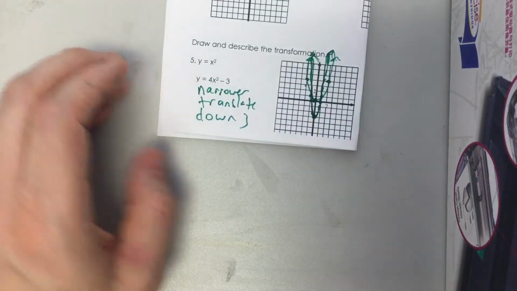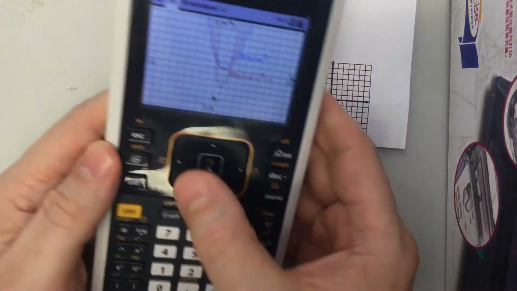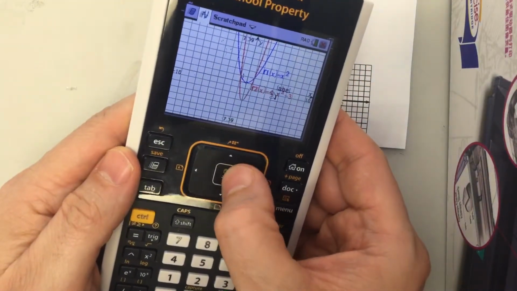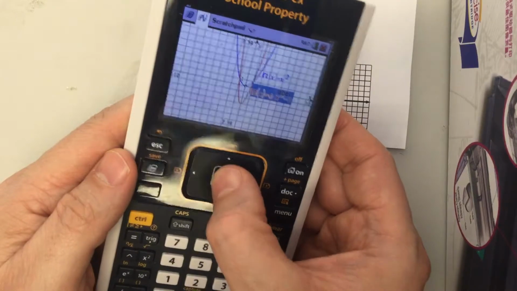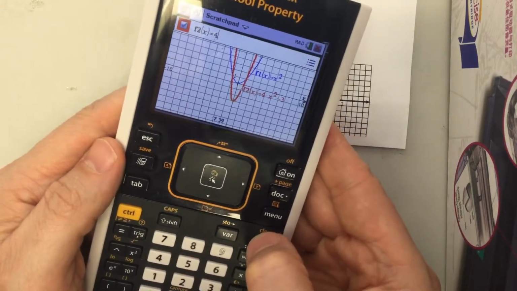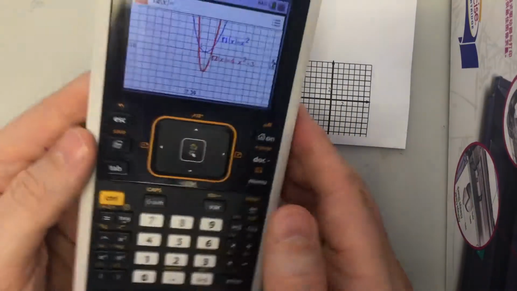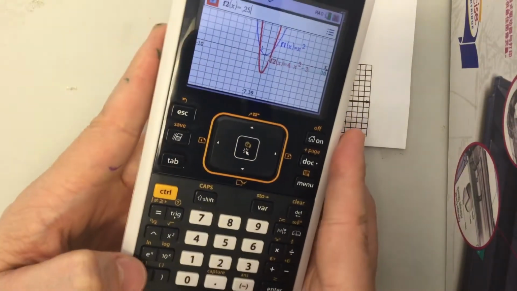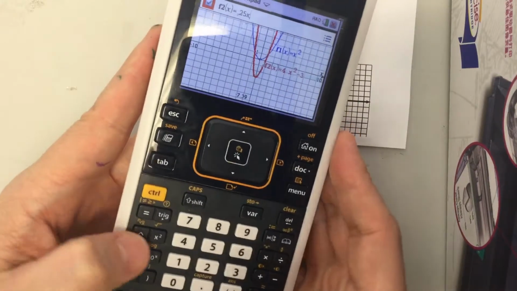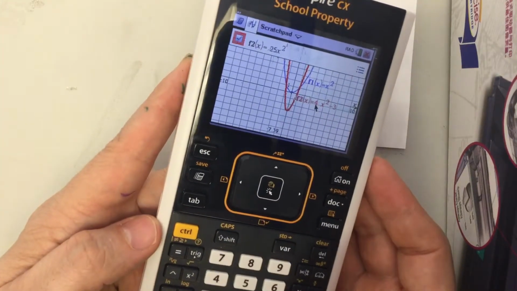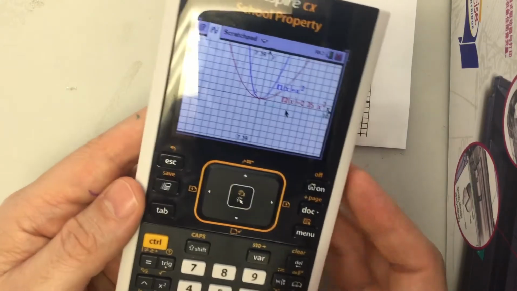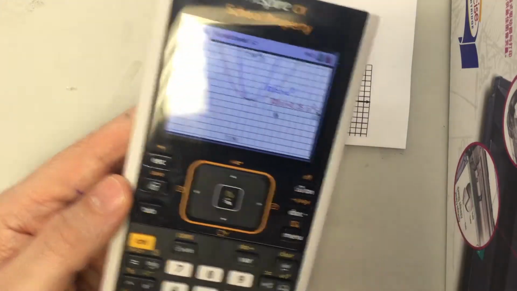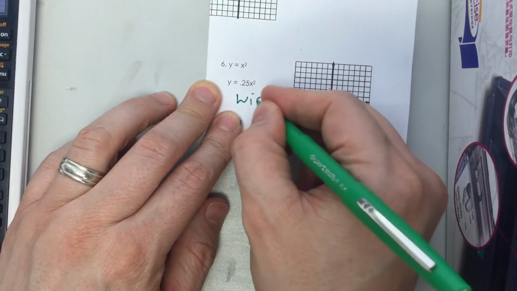Okay, let's go ahead and look at number 6. Again, we have the parent function. I already graphed that one. It's the blue one. So I'm not going to delete it. I'm going to keep that one. But I'm going to change this red one to my new one. 0.25x squared. Okay? It got wider. It did not translate up or down. It stayed right there at the origin, but it got wider.